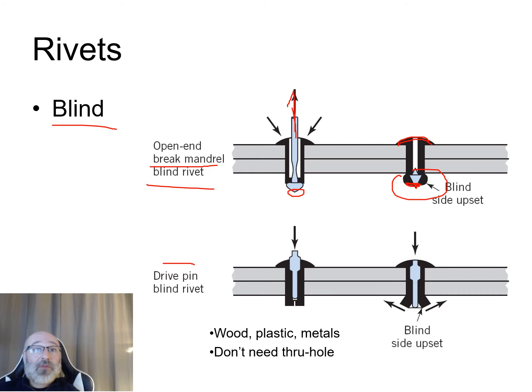Then you have the pin drive blind rivet, and this is interesting. This one is a little bit different than what we've seen before. Rather than pulling up on the mandrel like the other ones, with this one we're hitting the pin and driving it in this way.